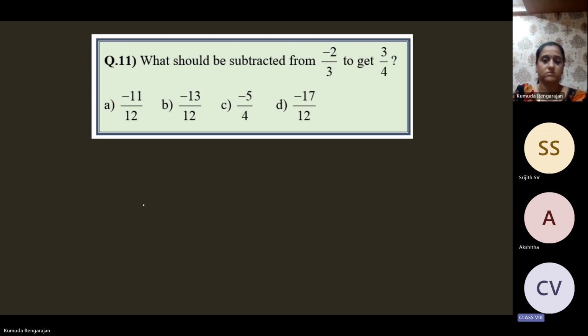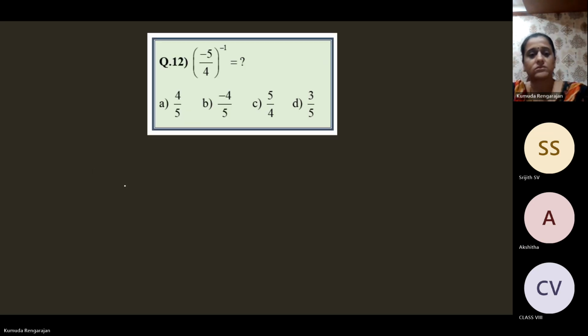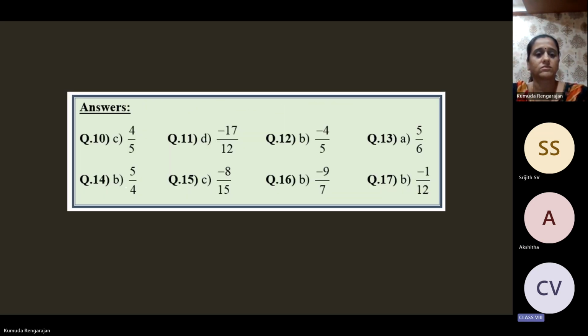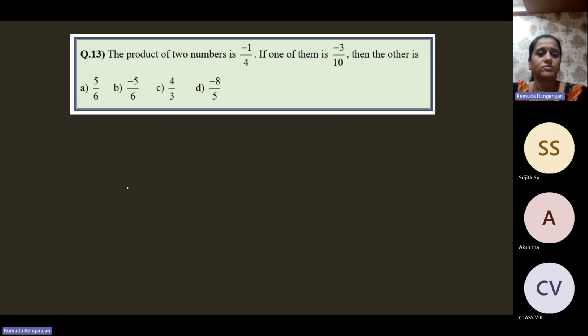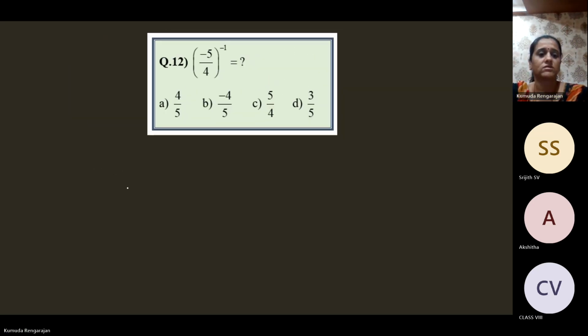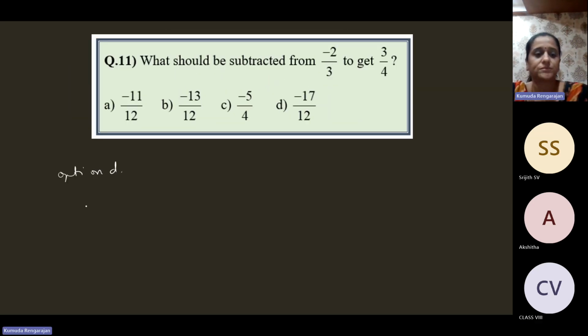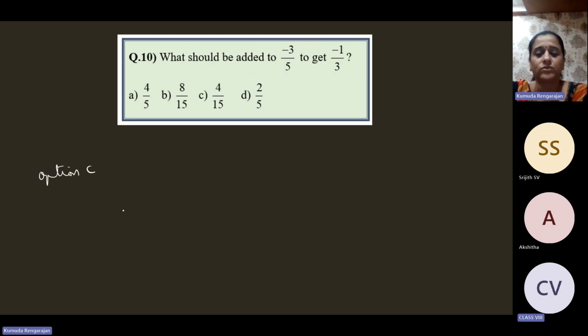Here, what should be subtracted? Minus 17 by 12. Minus 17 by 12. Correct. Option C and D. Correct. Minus 14 by 12. Ma'am, so the 11th is minus 4/5. Next one.